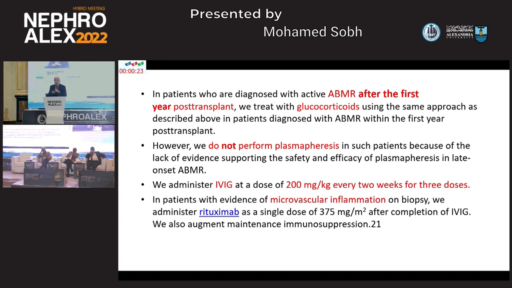In patients who are diagnosed with active antibody-mediated rejection after the first year, this is another issue. We treat with glucocorticoid using the same approach as I said before. However, we don't perform plasmapheresis in such patients because of the lack of evidence supporting the safety and efficacy of plasmapheresis in late antibody-mediated rejection.